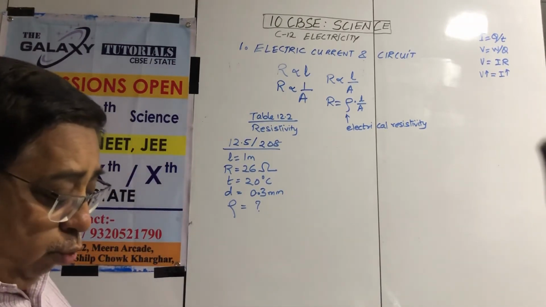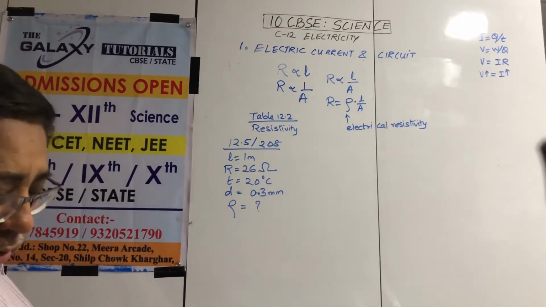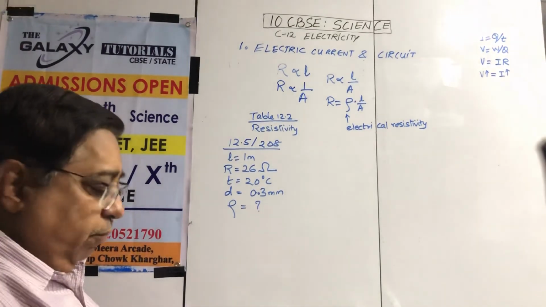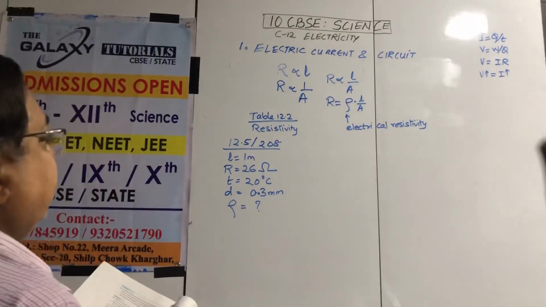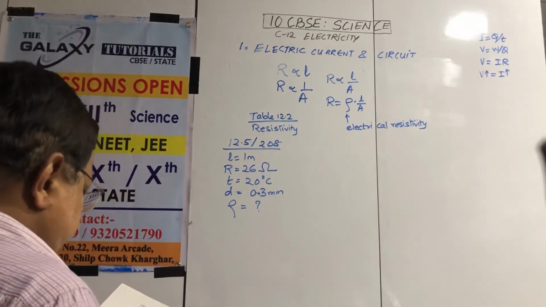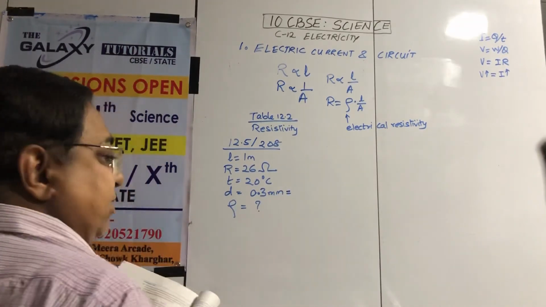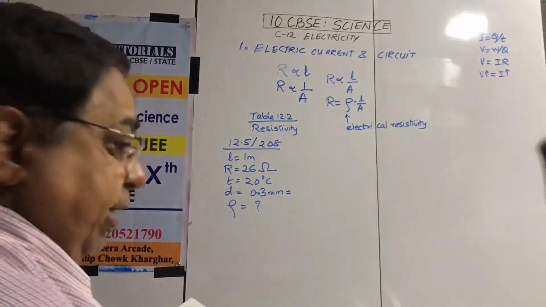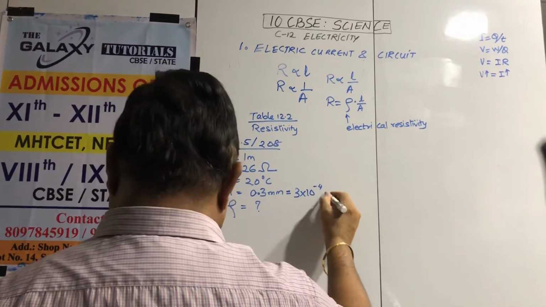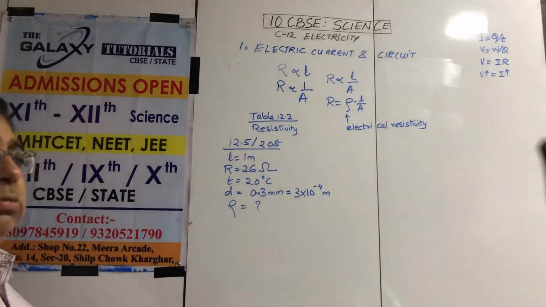Using the table which I told you earlier, where values are written, predict whether the material is a good conductor, bad conductor, or insulator. We have to find out. Now, in this case, length is 1 meter, extremely nice. Resistance is 26 ohm, excellent. Diameter is in millimeter. I have to use MKS or SI units. Millimeter is CGS or lower units. So I will get 3 into 10 raised to minus 4 meters, or 0.3 divided by 1000 to make it meters.